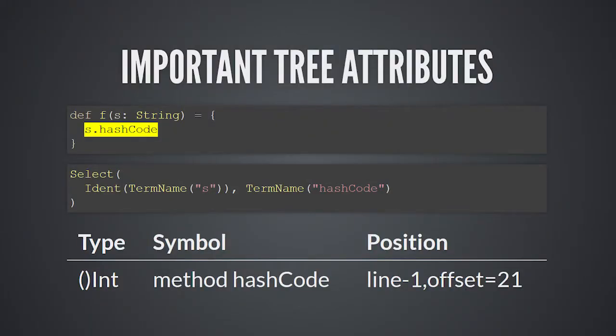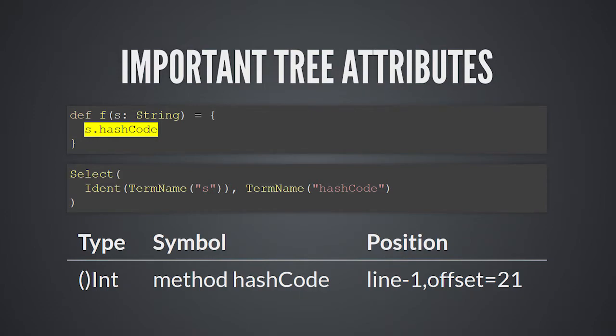All right. So I just want to also look a bit at the individual nodes of these abstract syntax trees we've been talking about. Here I have another small code example, and I've highlighted the hashCode call, and below you can see the abstract syntax tree that represents this hashCode invocation.